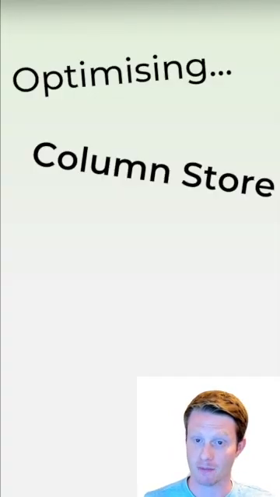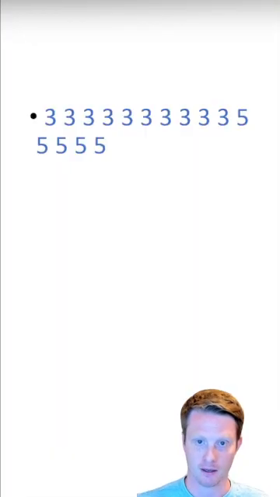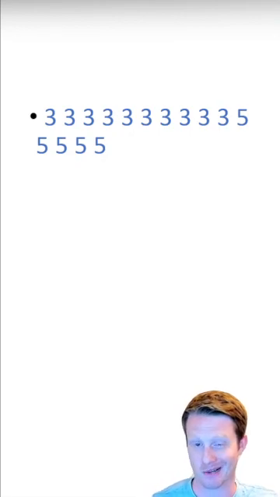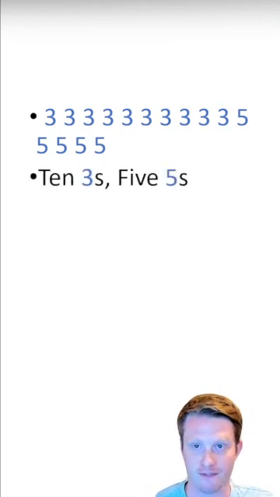So let's see about optimizing the column store. Now, we see a number here. If I was going to say this number, I probably wouldn't say 3. I would say something like 10 3s, 5 5s.